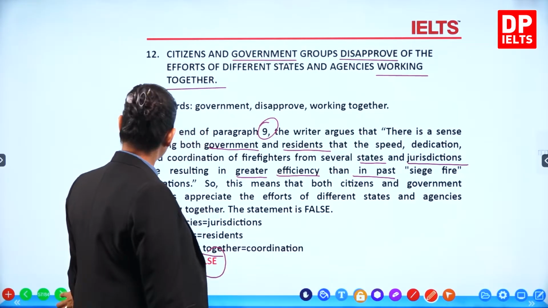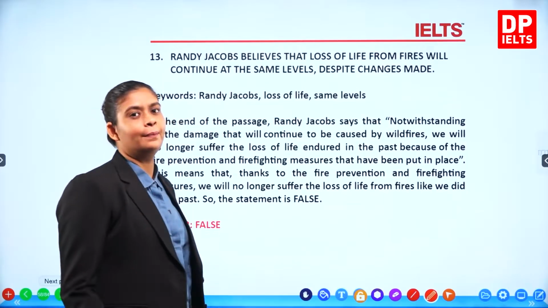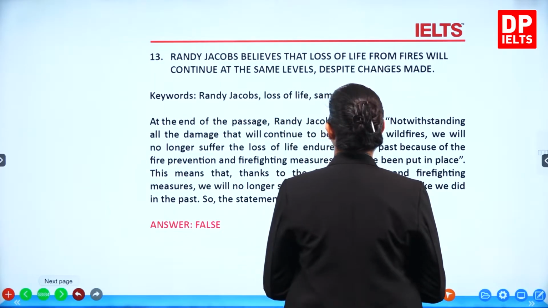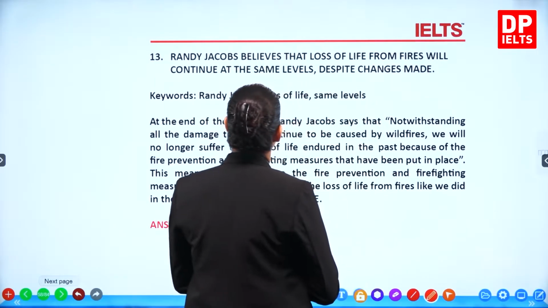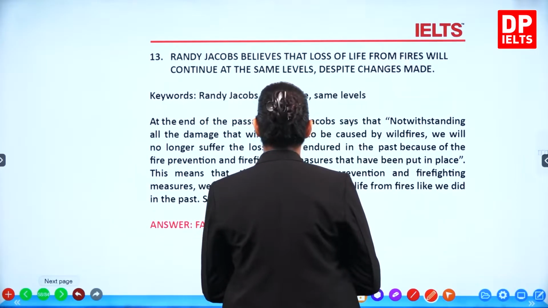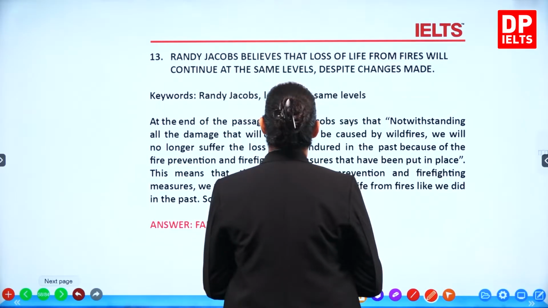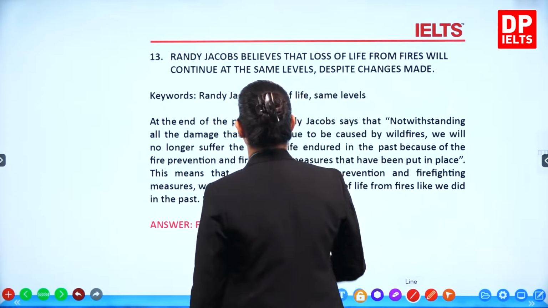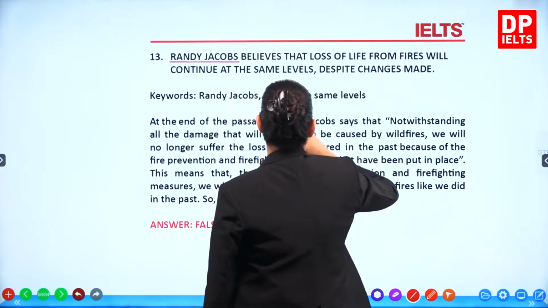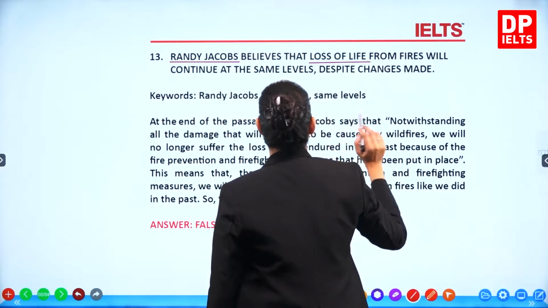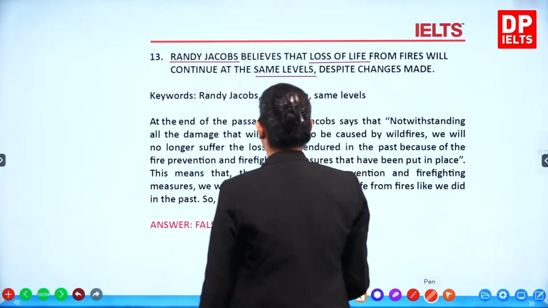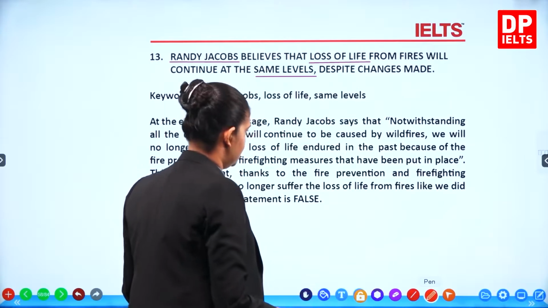Right? Next question. Question number 13. Randy Jacobs believes that loss of life from fires will continue at the same levels despite changes made, right? So let's have a look at the keywords. Randy Jacobs, right? What does he believe? That the loss of life from fires will continue at the same levels. So let's have a look at where we could find this, okay?